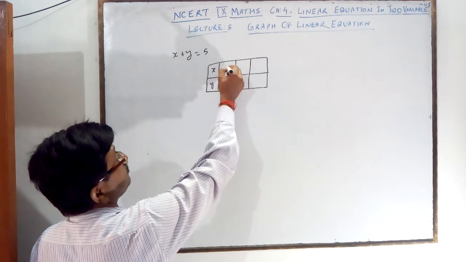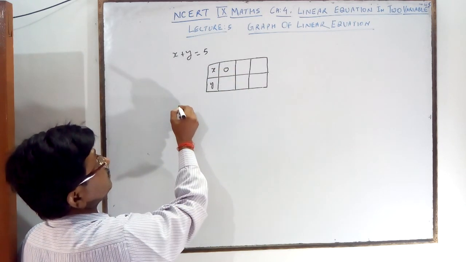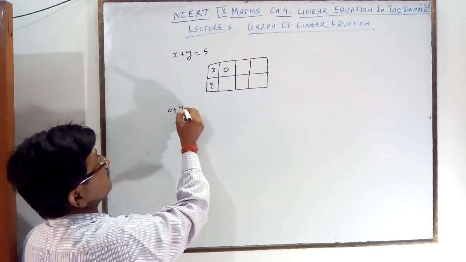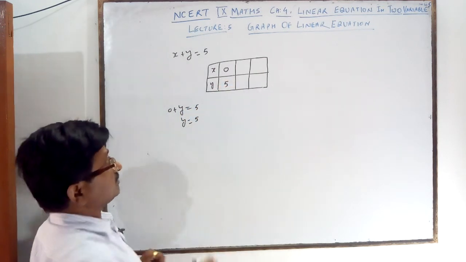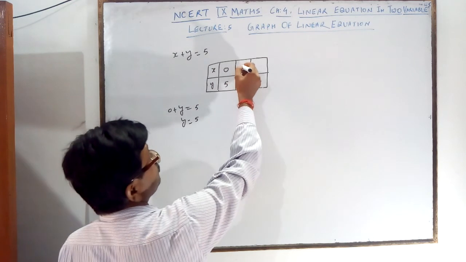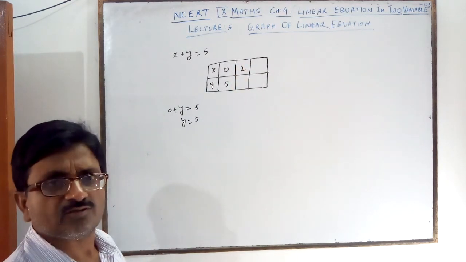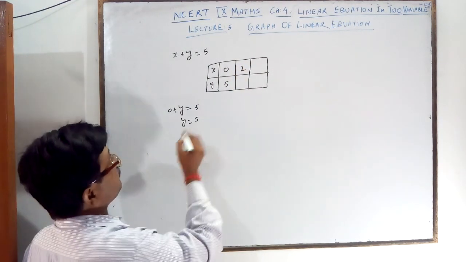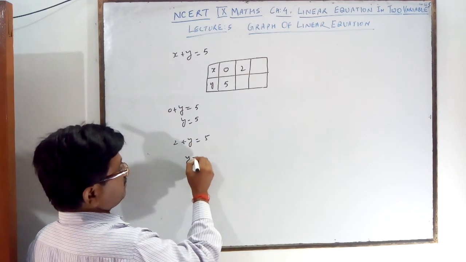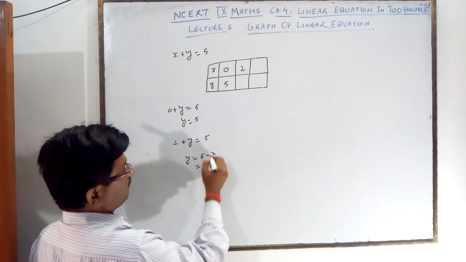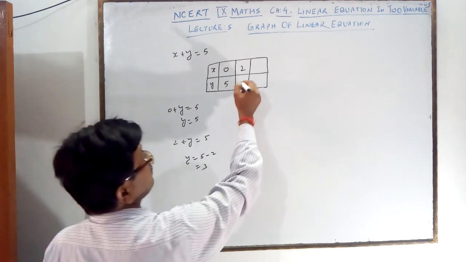Let x is equal to 0. Then 0 plus y is equal to 5, so y will be 5. That is one solution. Now x is equal to 2. You are free to choose any value, 1, 2, minus 2. Then 2 plus y is equal to 5, so y is equal to 5 minus 2, which is 3.